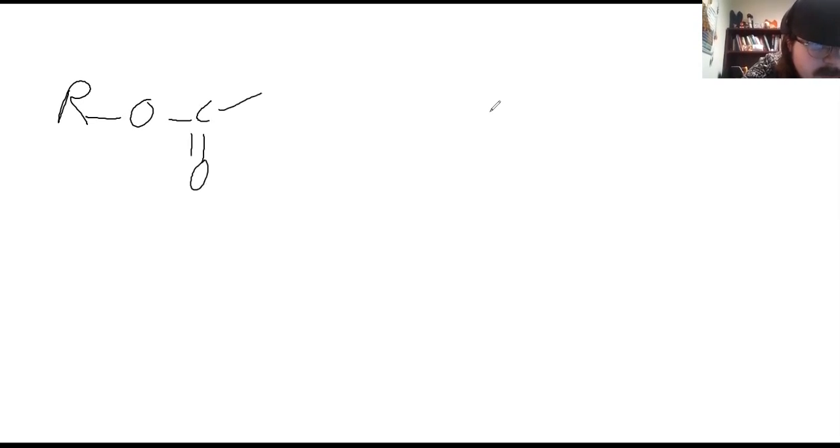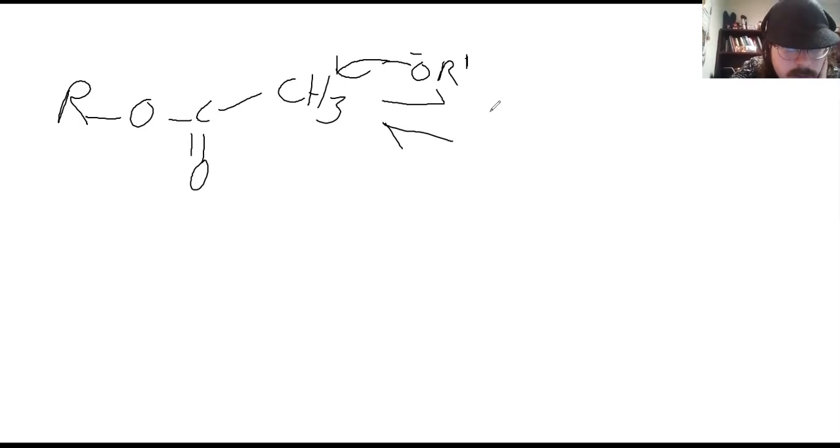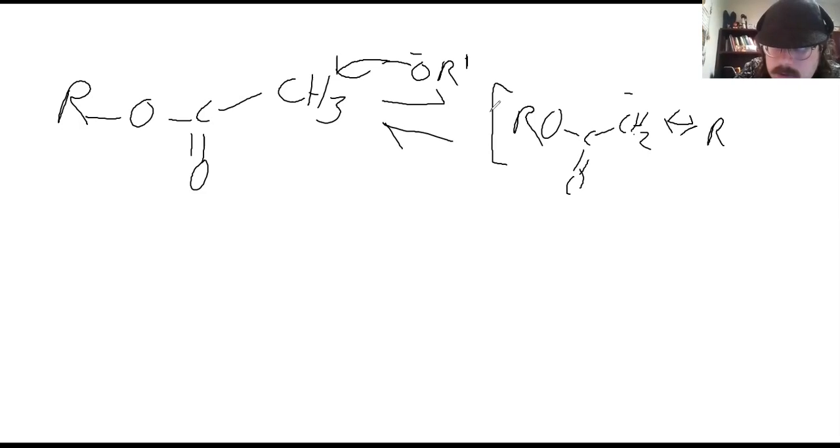So let's look at this. So let's look at our Claisen. R, O, C. I'm going to just say CH3 just to make this easier on myself. We use a strong base. We'll just say OR prime, some sort of alcohol. And it's going to attack. It's going to form our ester enolate, ROCOCH2 minus, which is going to resonate with ROC=CH2.